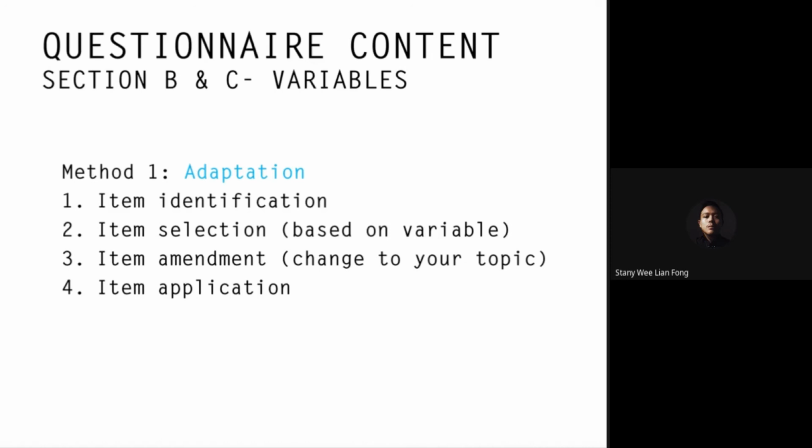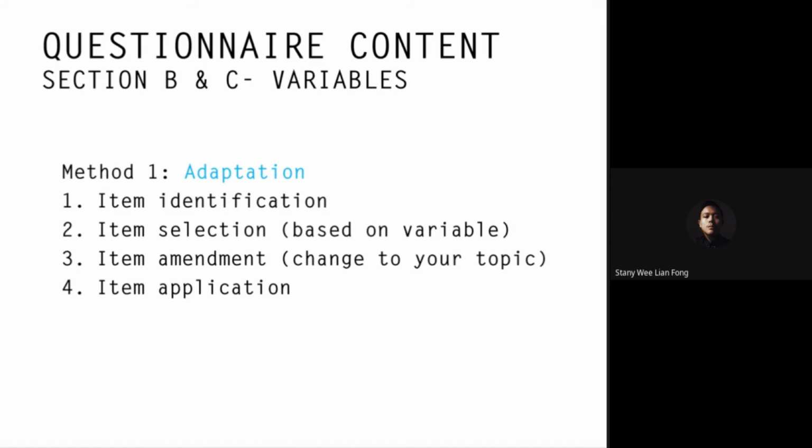So what a researcher or a student can do is to look for journals and articles that have existing questions. Number 1, make sure you identify journals with items, with questions. Then we pick those items based on the variables. Let's say your variable is about food quality. Identify questions in journals that are related to food quality. Then edit the item to suit your topic.